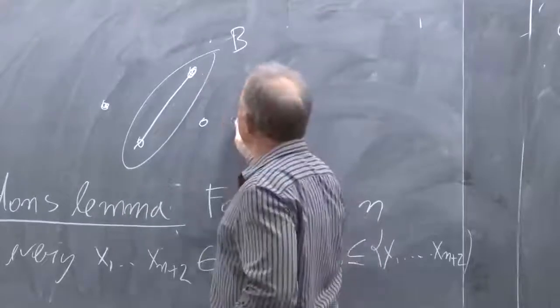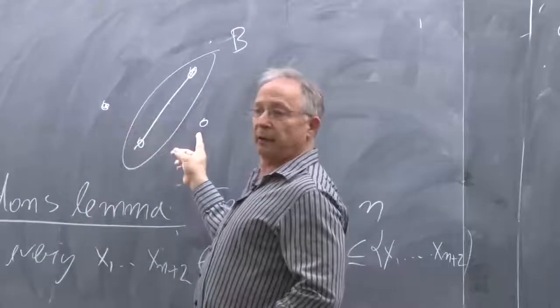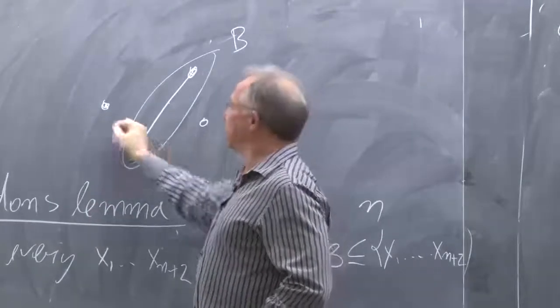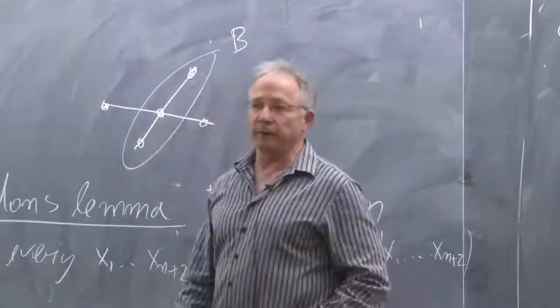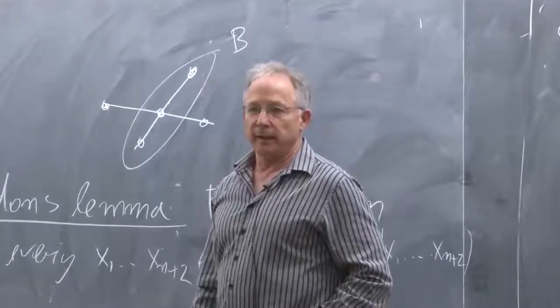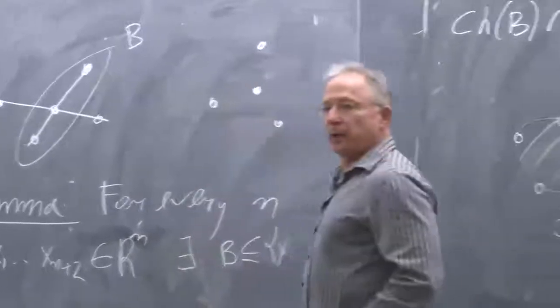What is the convex hull? So this is the convex hull of B. What is the convex hull of the complement of B? These 2 points. The 2 convex hulls have a point in common. Or if I pick 4 points like this, what will be my B?